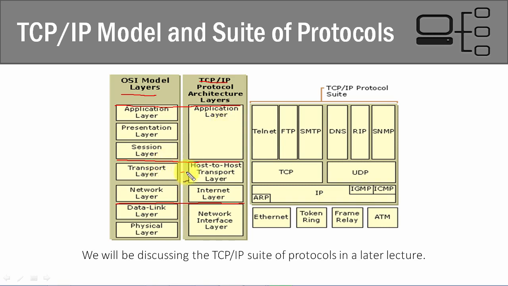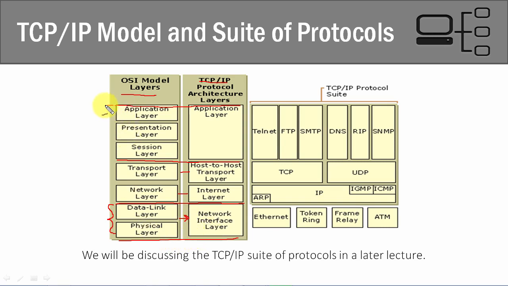These two layers are the same. Our transport layer is the same as our host-to-host transport layer here. Our network layer is the same as our internet layer. And down here at the bottom, they combined the data link and the physical layer of the OSI model and just called it the network interface layer. So all the different things that we're going to talk about down here when we talk about the OSI model are going to align to this one layer, the network interface layer.